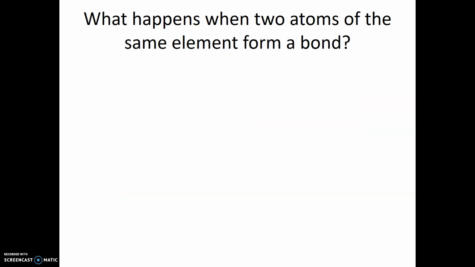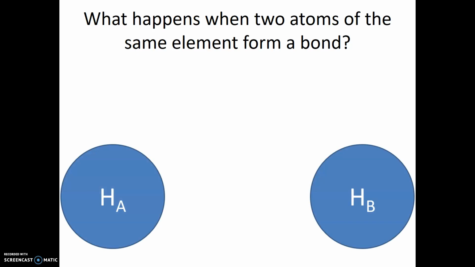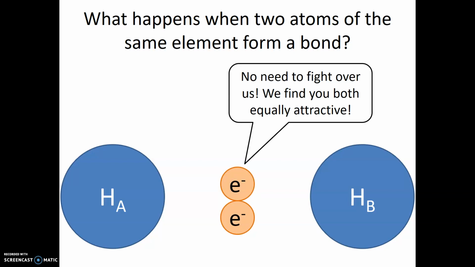So what happens when two atoms of the same element form a bond? If we're looking again at our hydrogen A and our hydrogen B, and we've got our two electrons, they're going to be fighting over who is going to be more attractive, right? We've got two of the exact same atom that have the exact same electronegativity. So where are those electrons going to be spending a majority of their time? That's what we're going to be looking at now, of what different bonds can form.